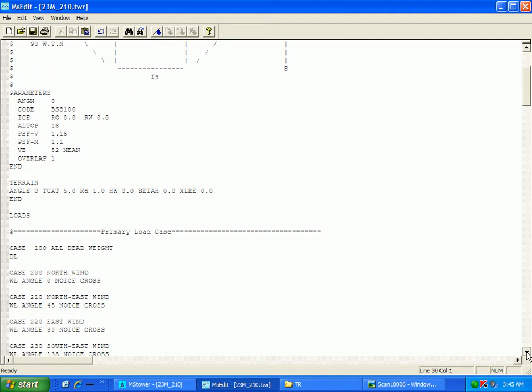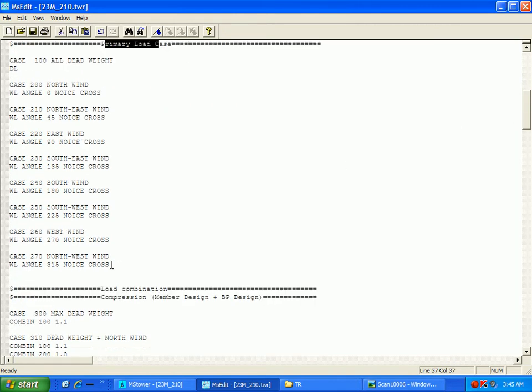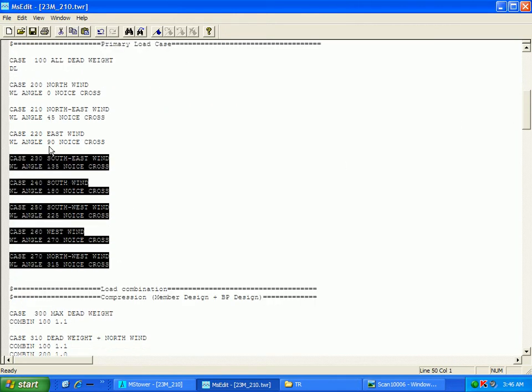Loads. By writing these loads, you are saying that you are now considering load. Case number 100, this is the description of the load, and if you write DL, then it will consider dead load. Case number 200, this is the description of the load, and if you write WL, it will consider that you are saying this is a wind load, and angle 0, no ice. In this case you will make the primary load case, and you can make as many load cases as you want considering the wind speed and their direction.